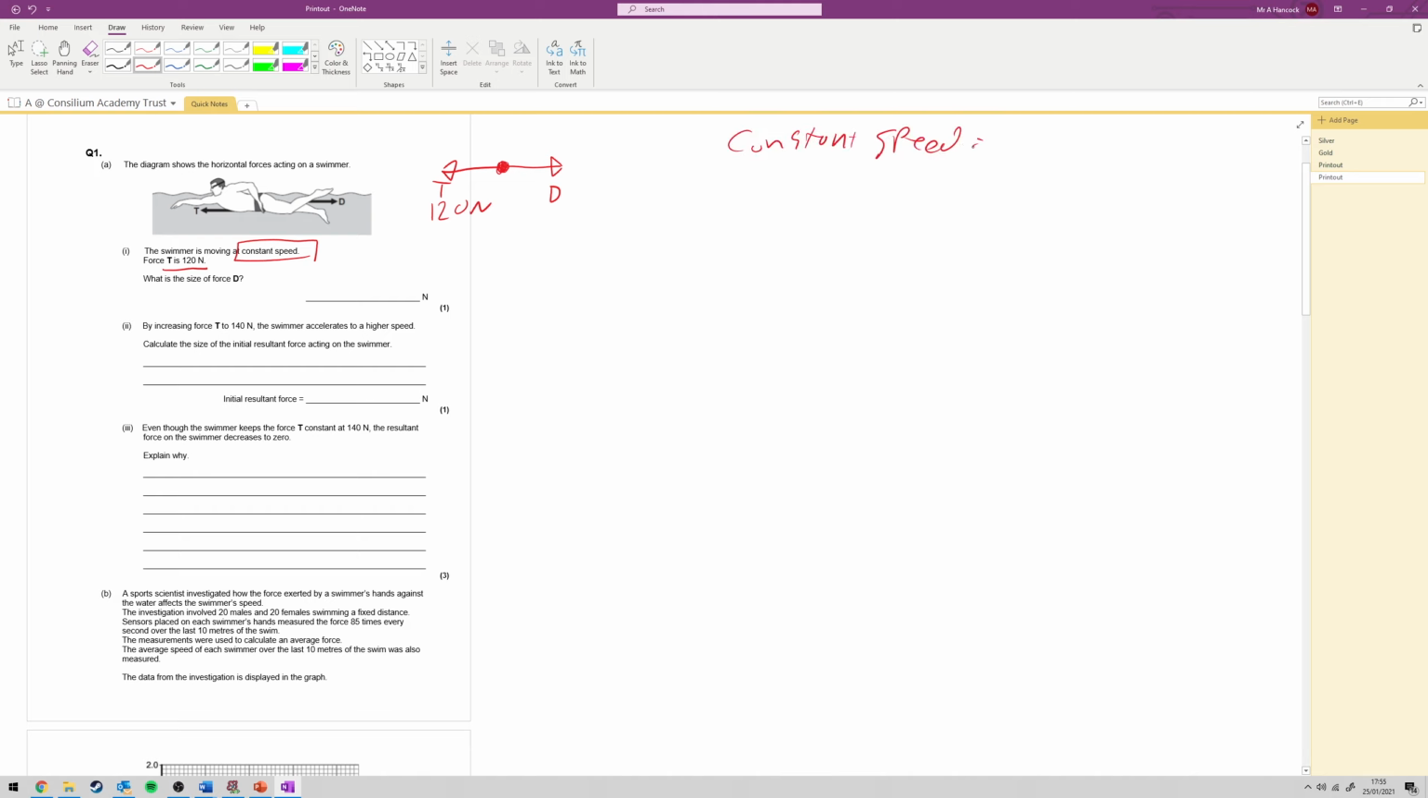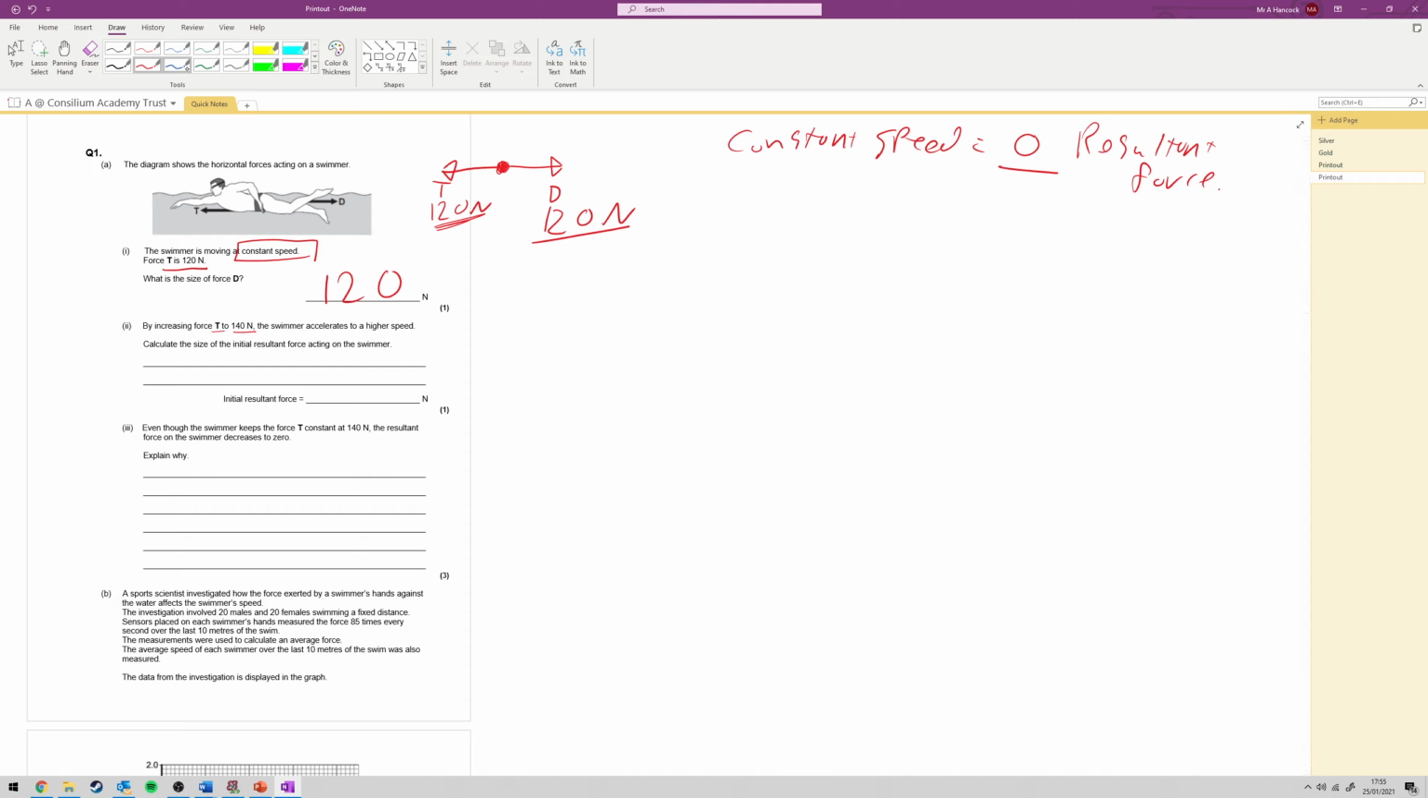Speed equals a 0 resultant force. Okay? We've got 0 resultant force. Well, for there to be no resultant force, then this force here must be completely cancelled out by another force. We've only got one more force, D, so it has to be the same, because these two forces will be equal and opposite. So, by increasing the force T to 140 newtons, the swimmer accelerates to a higher speed.